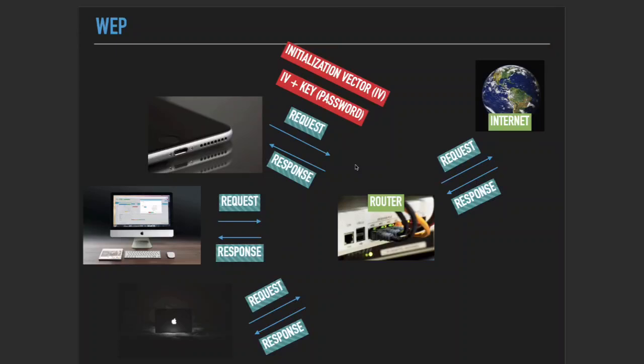And by enough, I mean 5,000, 10,000, 15,000, 20,000 IVs, not one or two. And we're going to have to listen to the router and listen to the clients for gathering that information. And AirCrack-ng exactly does that for us. So what we're going to try and do is gather IVs as much as possible, and it will decrypt the key for ourselves.